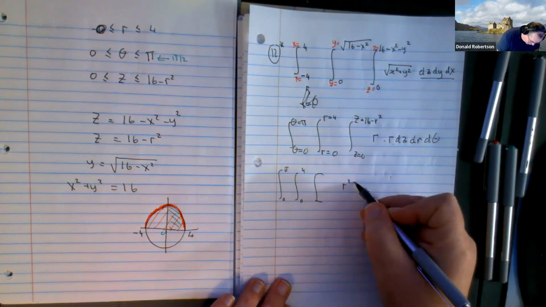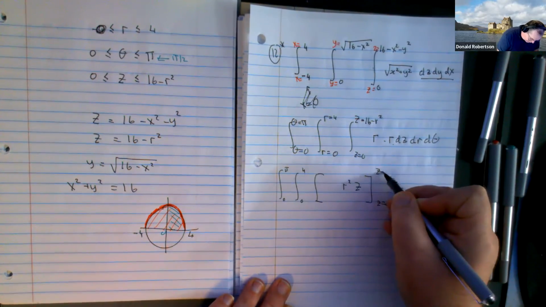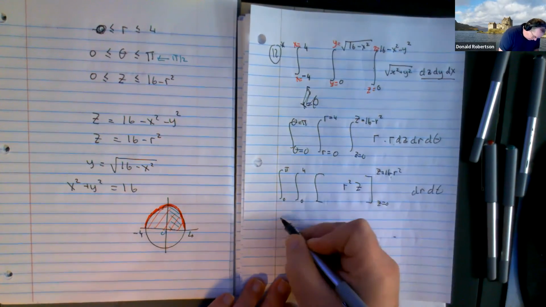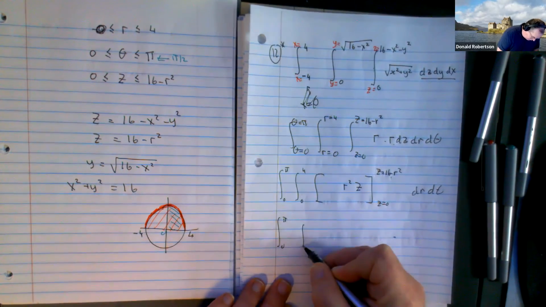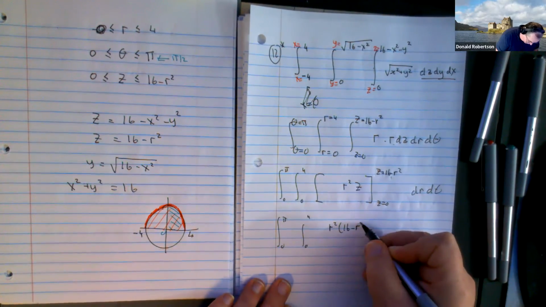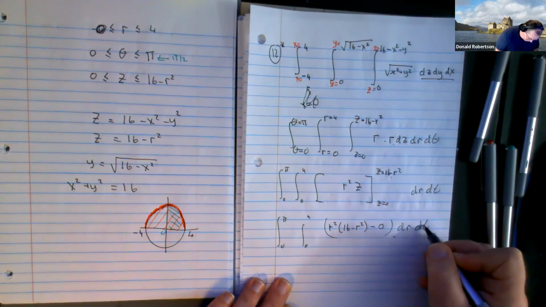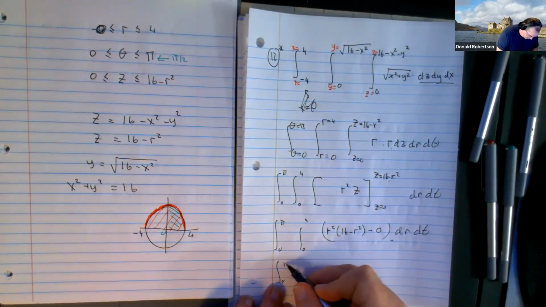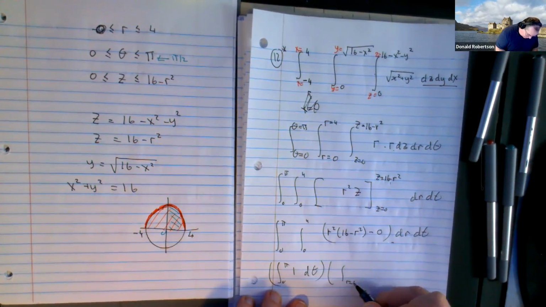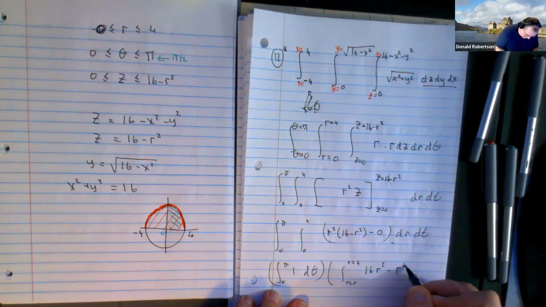So what you're going to get, r squared z from 0 to that guy. And that's going to get me r squared times this fella, take away nothing. And I can separate that as this guy, and that guy.